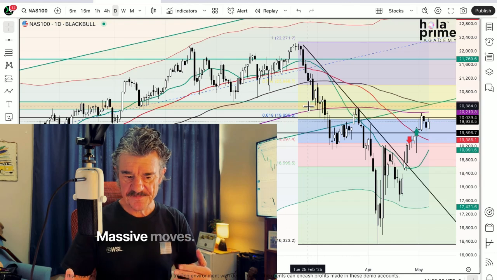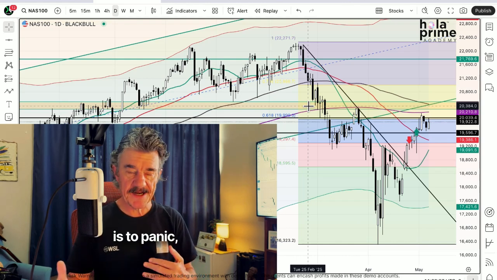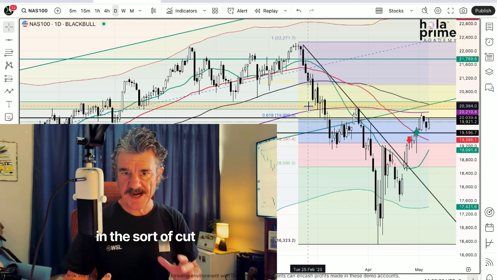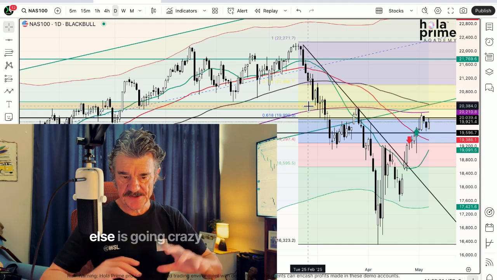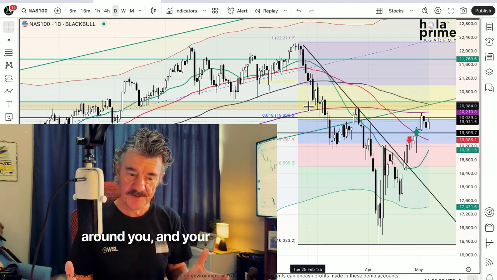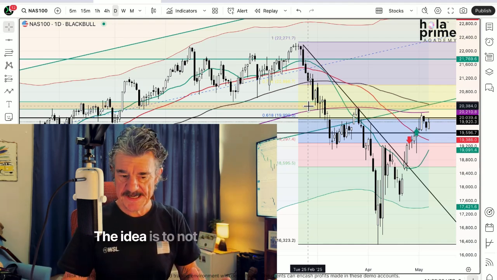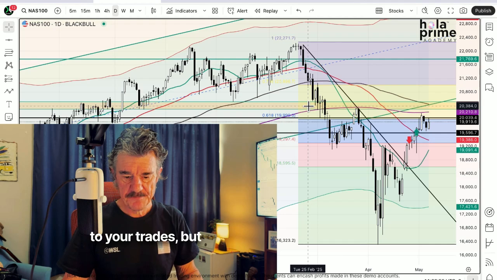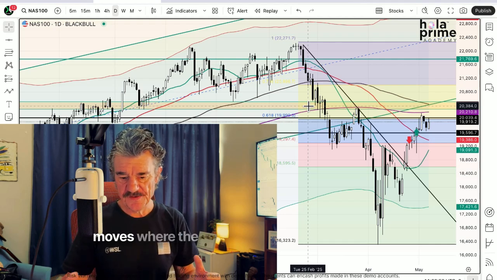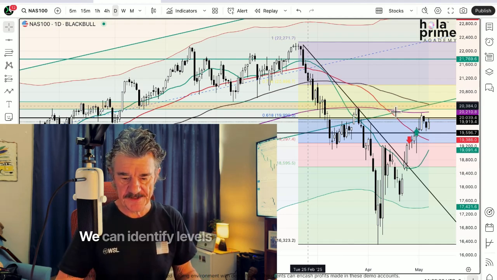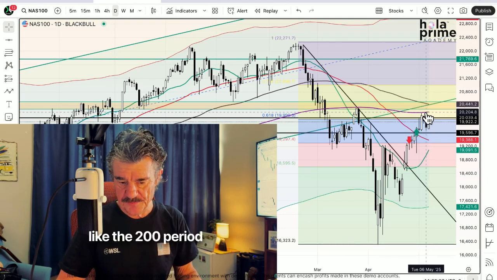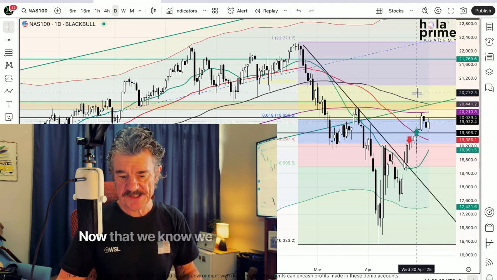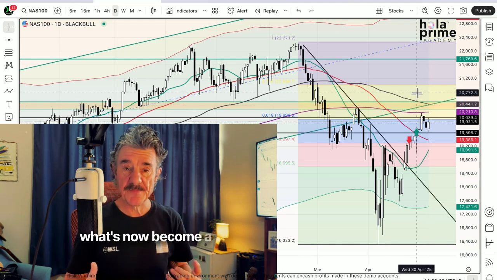When we see these massive moves, the natural instinct is to panic, to FOMO, to enter trades more rapidly, and getting caught up in the cut and the thrust of the market. Everything else is going crazy around you, and your job is to keep your head. The idea is to not panic, not FOMO, not to add massive size to your trades, but to look for key moments in these big moves where the market might be turning and reversing. We can identify levels like the 200 period moving average, the channel bottom, the 100, and various other levels above us now that we know we want to sell into what's now become a bear market.